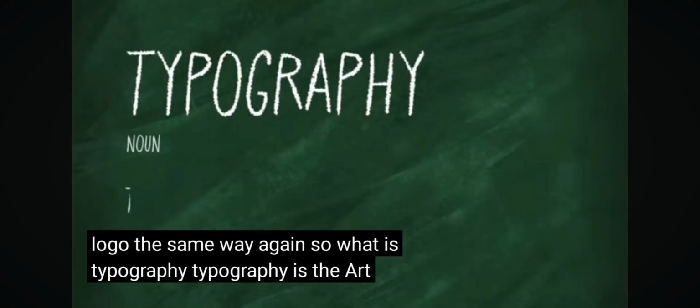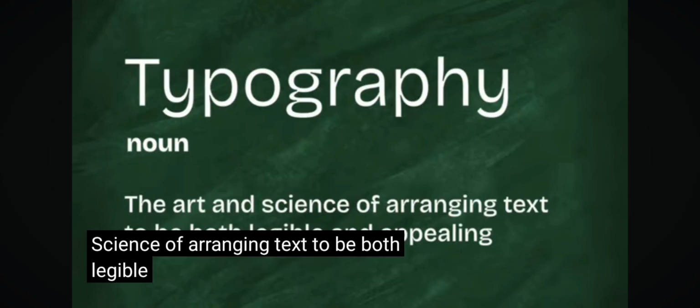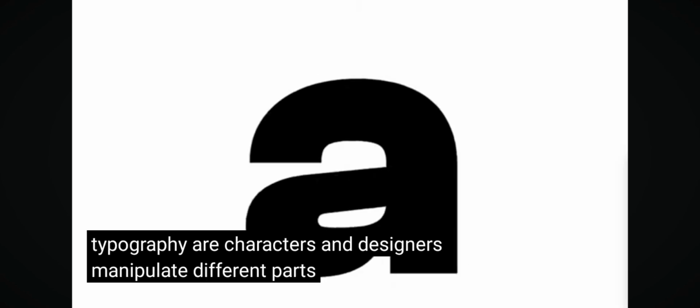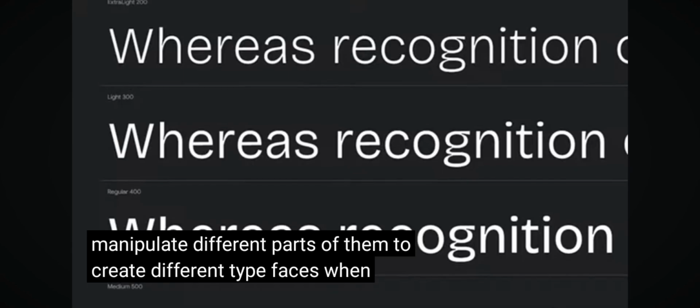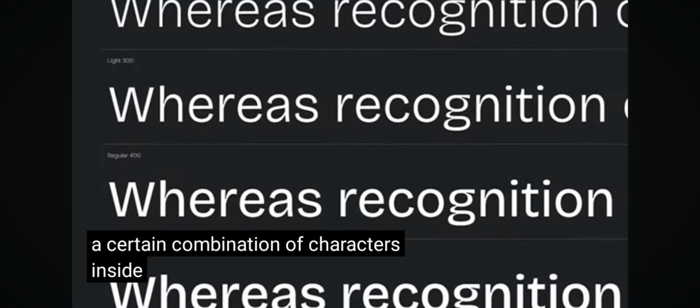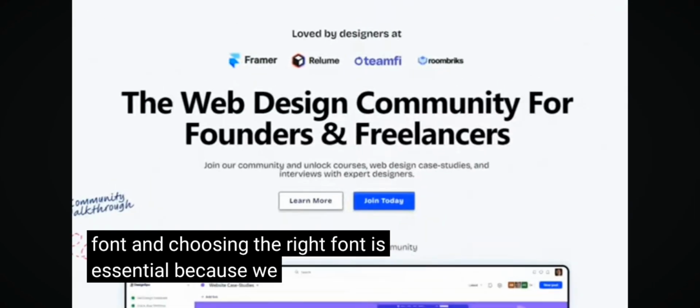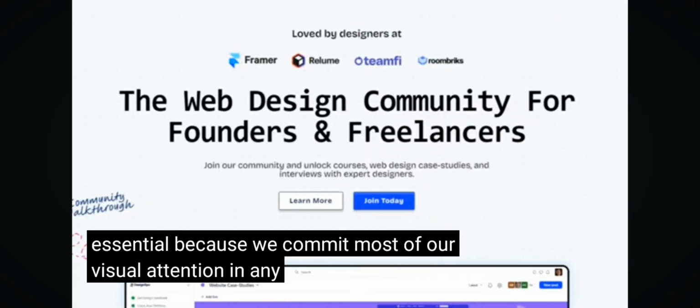Typography is the art and science of arranging text to be both legible and appealing. The fundamental building blocks of typography are characters, and designers manipulate different parts of them to create different typefaces. When we use a certain combination of characters inside of a typeface, that's called a font. And choosing the right font is essential because we commit most of our visual attention in any design to text.